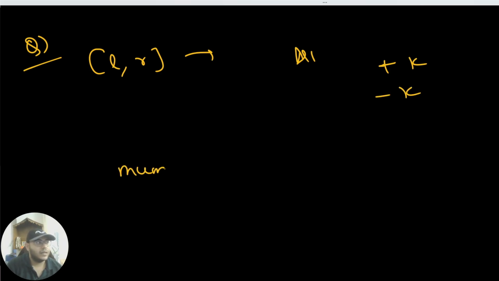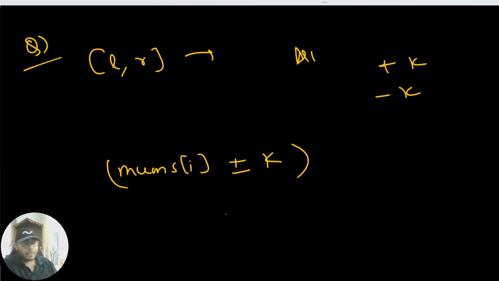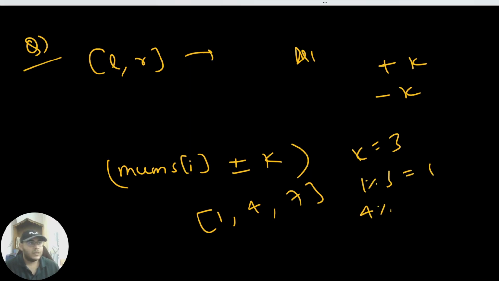So let's say we have a nums of i. What operations can we do? We can do plus minus k, correct? Now understand, if we are increasing or decreasing any element by plus minus k, the resulting element would give the same remainder as the initial element. Now I'll tell you what I mean. For example, in the first case, we had 1, 4, and 7, and k was 3. Now I'll tell you why it was possible to take this complete subarray. If you take the remainder of 1 with 3, 1 mod 3 is 1. 4 mod 3 is also 1. 7 mod 3 is also 1. It was for this reason that we were able to convert all these elements into equal elements.